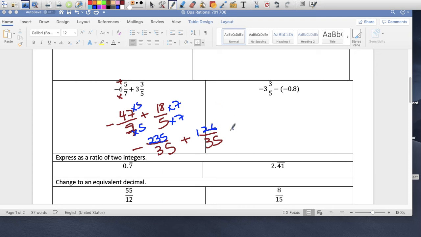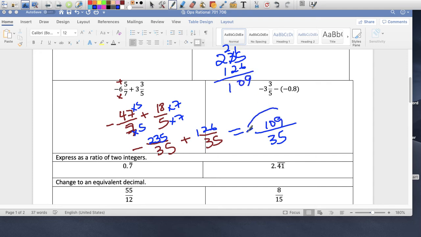126. So if we add these, first of all, I know my answer is going to be negative. So it's going to be something over 35. It's a negative plus a positive. Who's going to win? The negatives, because there's more negatives over here. How many more negatives? Well, let's subtract. 235 minus 126 is 109, but negative. You can change that to a mixed number, but this would have been fine right now. Okay.